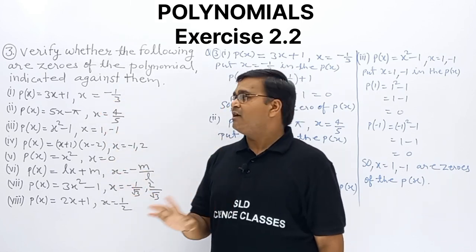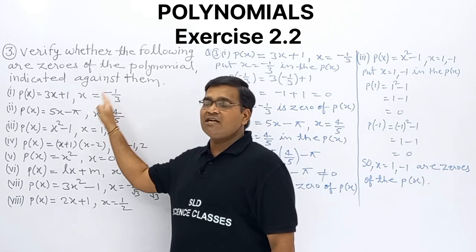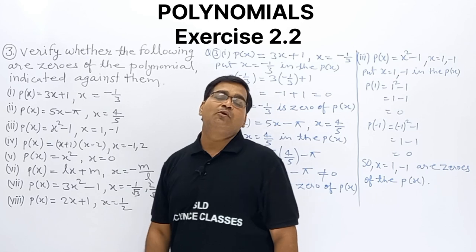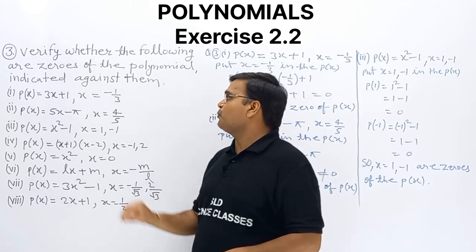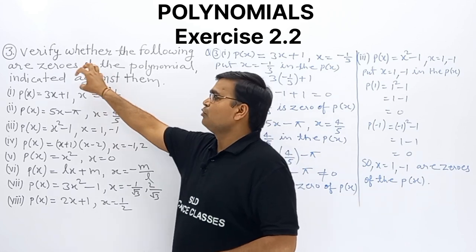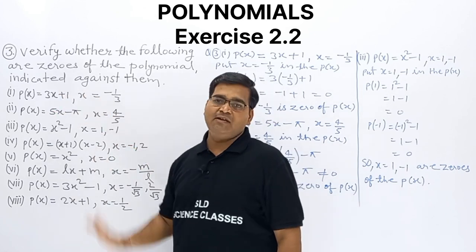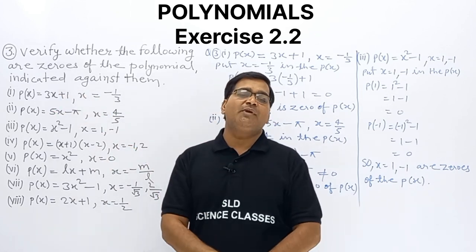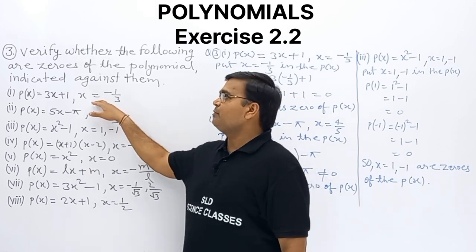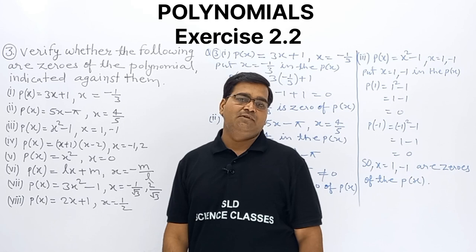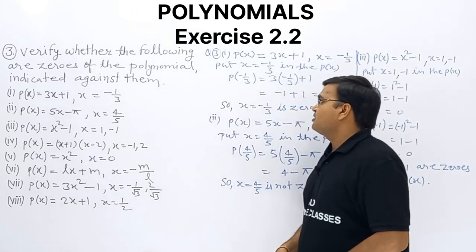We want to check whether the given zero or zeros are the zeros of this polynomial or not. To check this, we will put the given value into the polynomial. In place of x, we will put that value. If we get the polynomial equal to 0, then we can say the given value is a zero of that polynomial. So just check this.